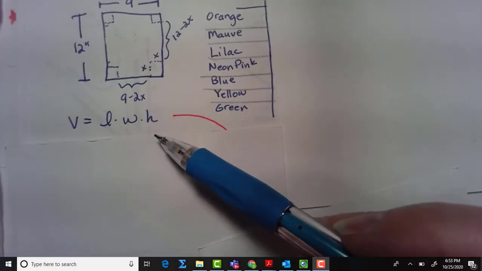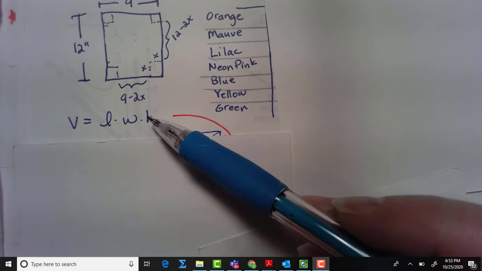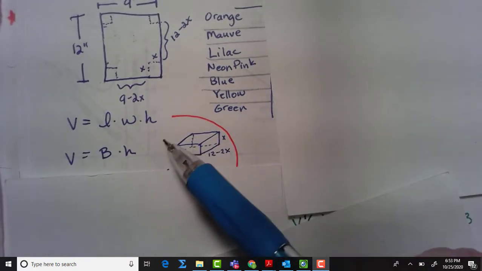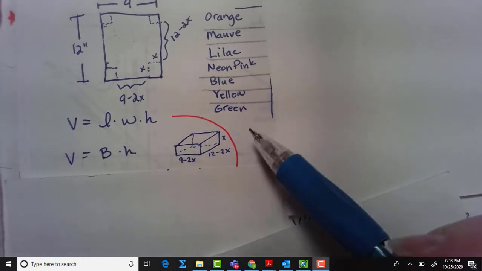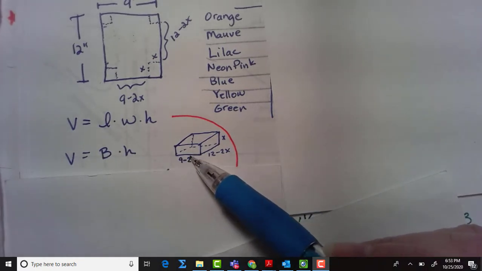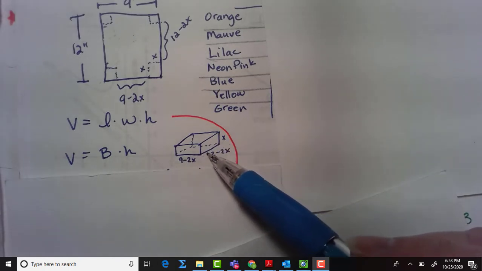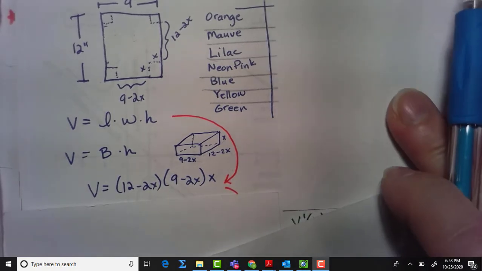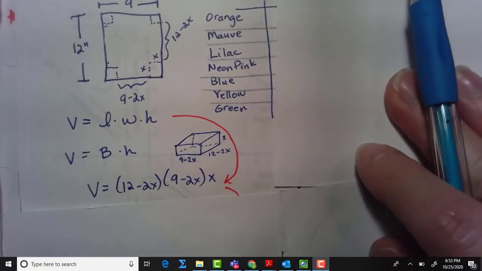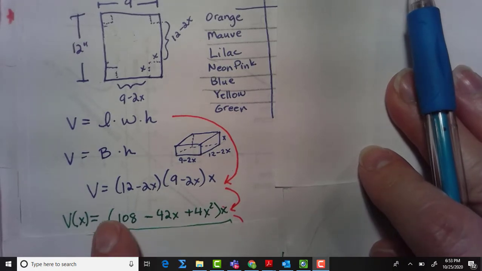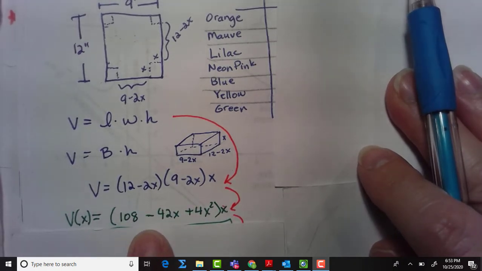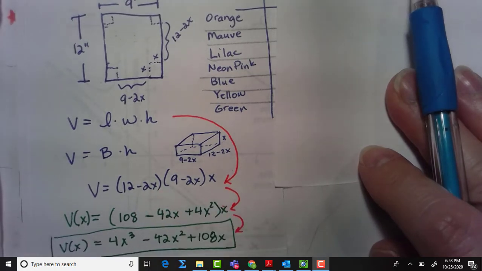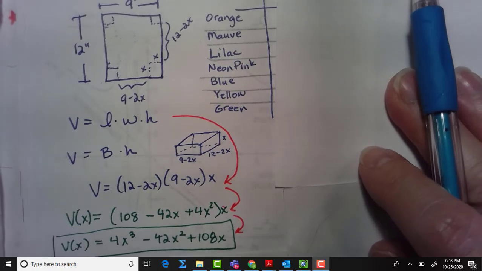So we know the volume of the box is length times width times height when we're looking at this kind of box, but sometimes we have other solids, so a better formula would be area of the base times the height. In this case, the area of our base would be this dimension times this dimension, and then our height is X. This is our volume, a function of a single variable, X. We can FOIL this part out, getting 108 minus 42X plus 4X squared, and then distribute the X across. And there's our volume as a function of X.